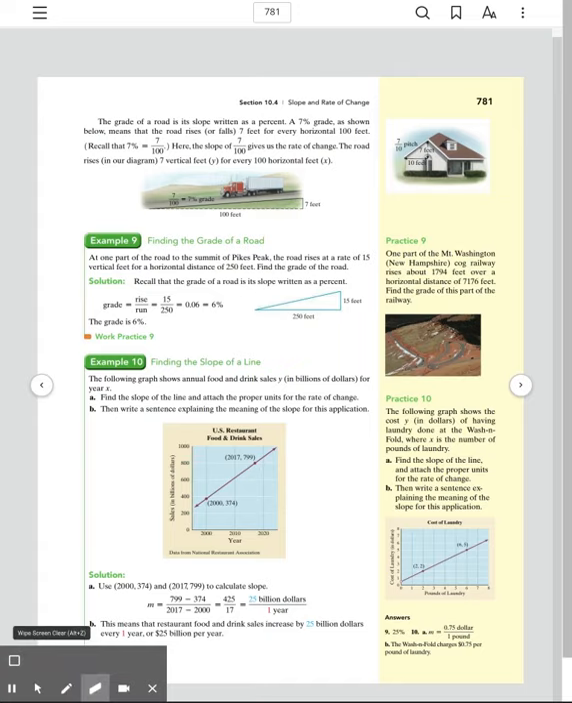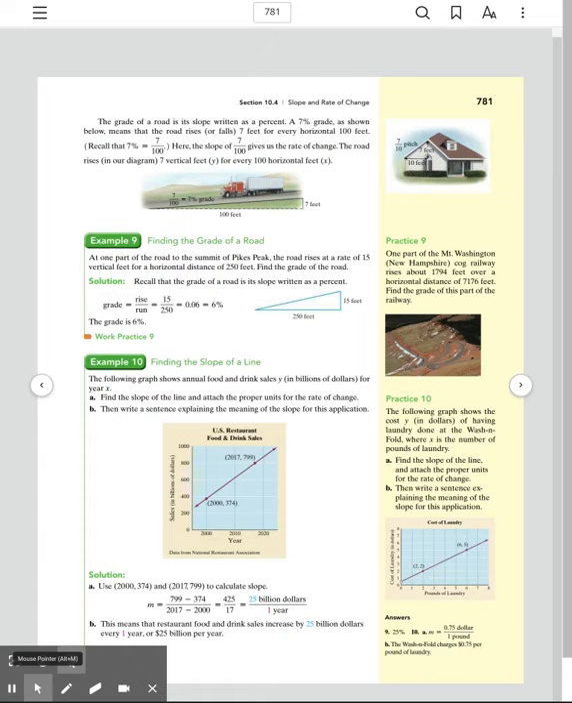So this example right here, example 9, tells us at one part of the road to the summit of Pikes Peak, the road rises at a rate of 15 vertical feet for a horizontal distance of 250 feet. So you can see on this, they said the rise is 15, the run is 250. They already wrote a rise over run. If you have a rise and a run, you can figure out the slope.